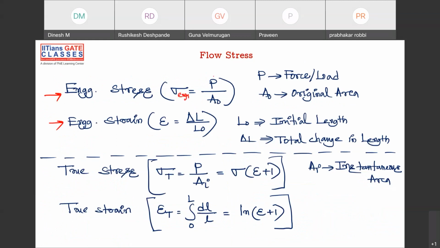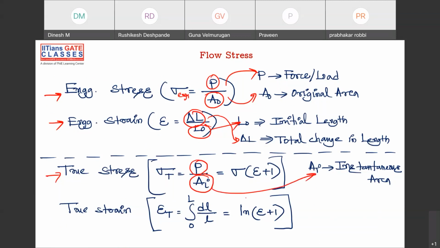Engineering stress is P, the load, divided by the original cross-section area. Engineering strain is the total change in length divided by the original, initial length. In true stress, what is happening? Load divided by the instantaneous area. At that instant, what is the area?